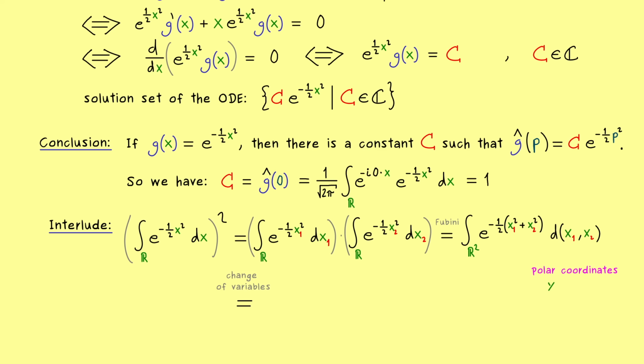Indeed, in R2 the polar coordinates are quite simple. We just have x1 given by r times the cosine of phi. And moreover, x2 is given by r times the sine of phi. There the radius r goes from 0 to infinity and the angle phi from 0 to 2 pi. Now, substituting everything just means that we have r squared in the exponent of the exponential function.